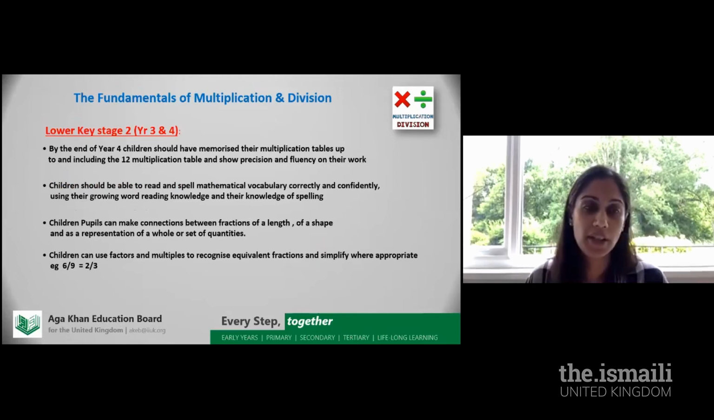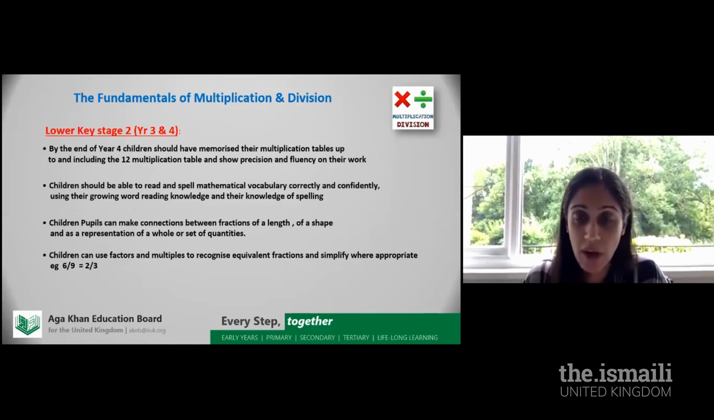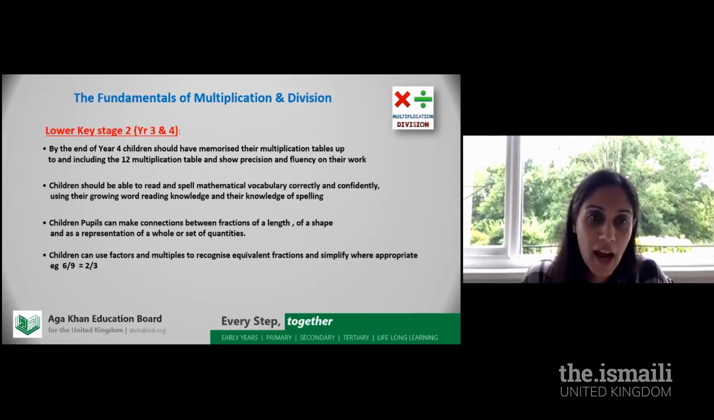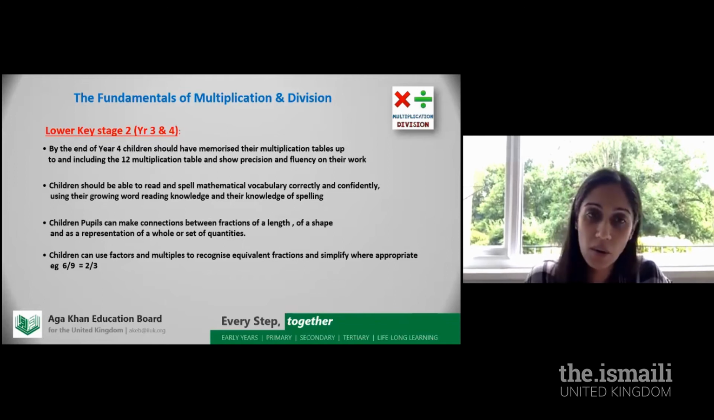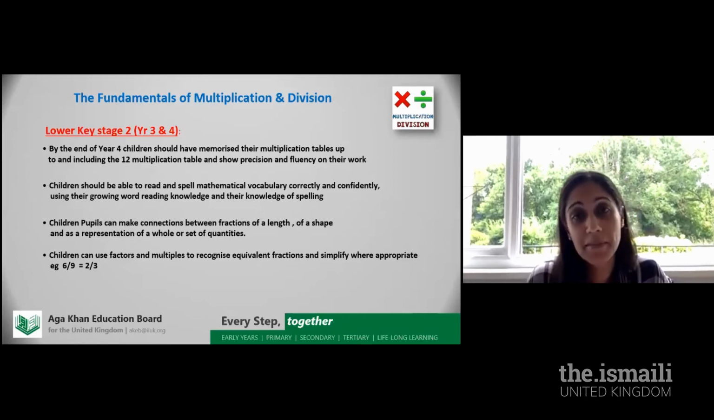Okay, and during lower key stage 2, so that's years 3 and 4, by the end of year 4, children should have memorised their times table up to the 12s. They should be able to read and spell mathematical vocabulary correctly and confidently. Children should be able to make connections between fractions of a length. It could be a shape, a representation of a whole, or a set of quantities. And children should be able to use factors and multiples to recognise equivalent fractions and simplify where appropriate. So for example, 6 over 9 is the same as 2 over 3.